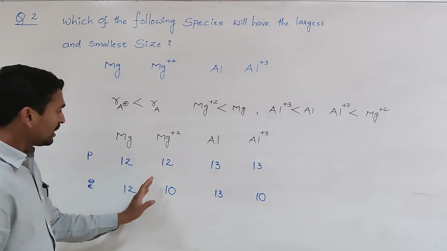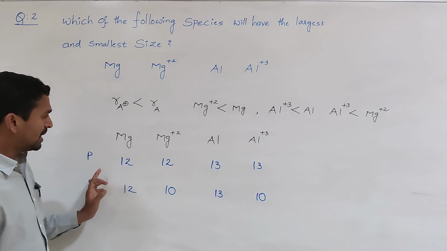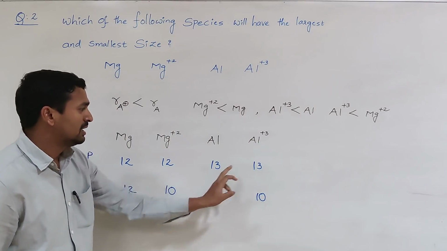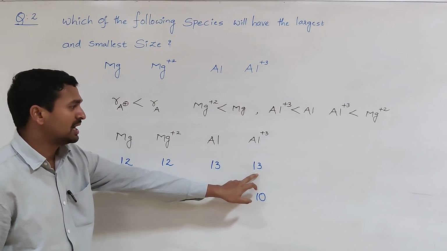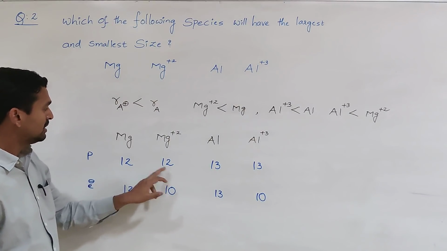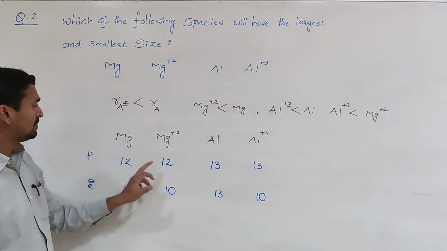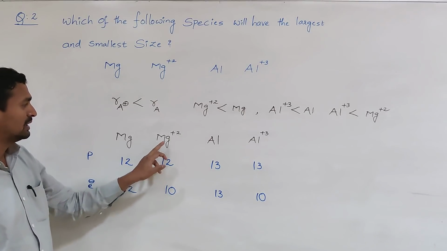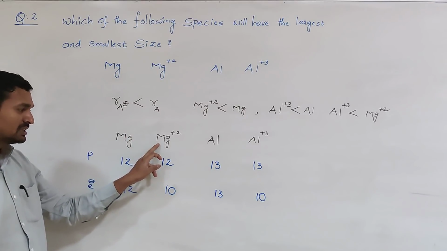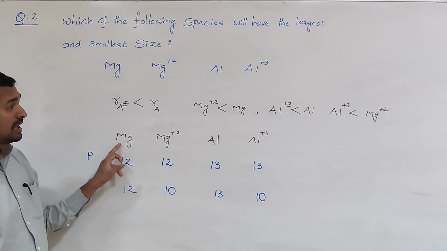Now here, among these, the positive charge is more, plus 13 and 13. Among these two, this is smaller in size. The next to that one is aluminium. Next to that one is which one? Again, the two have the same positive charge, 12 and 12. This is smaller in size, this is larger in size. Mg plus 2 is smaller in size than Mg.